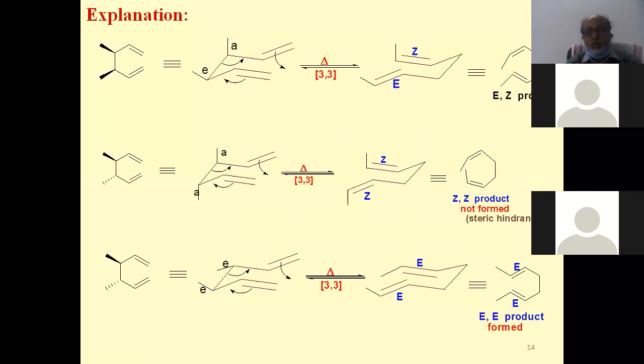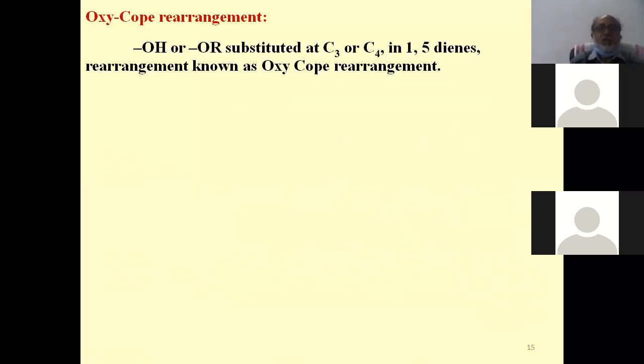Now, once you know this one, other things will be easy. Another similar one is the Oxy-Cope rearrangement. The Cope rearrangement is of a 1,5-diene. In that case, if you have an OH group or OR group substituted at C3 or C4 in the 1,5 rearrangement, it is known as the Oxy-Cope rearrangement. So we have some examples of this.